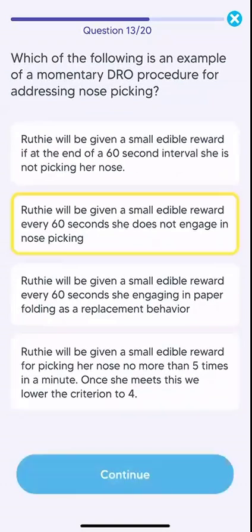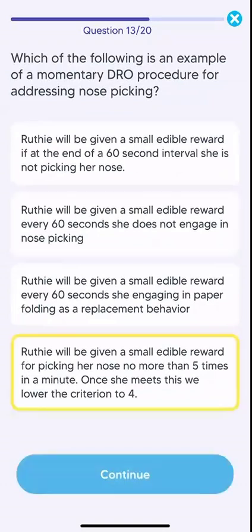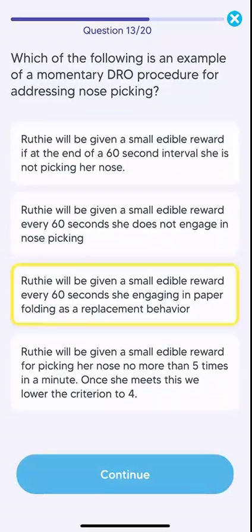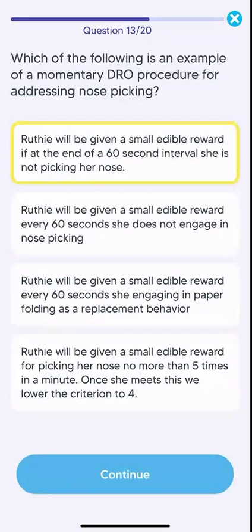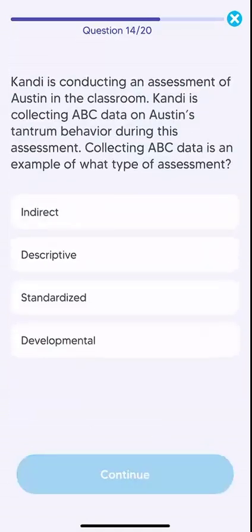Not this one, not this one. I think this one or this one. In the end of the second, this is DRO because of the end. Ruthie will be given a small edible reward if at the end of the 60-second interval she is not picking her nose. Yes, differential reinforcement of other behavior. Yes, okay, correct.